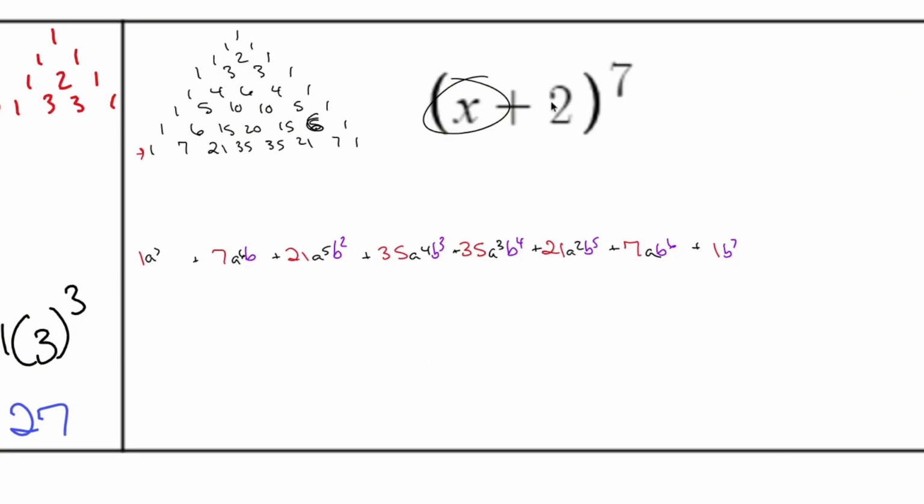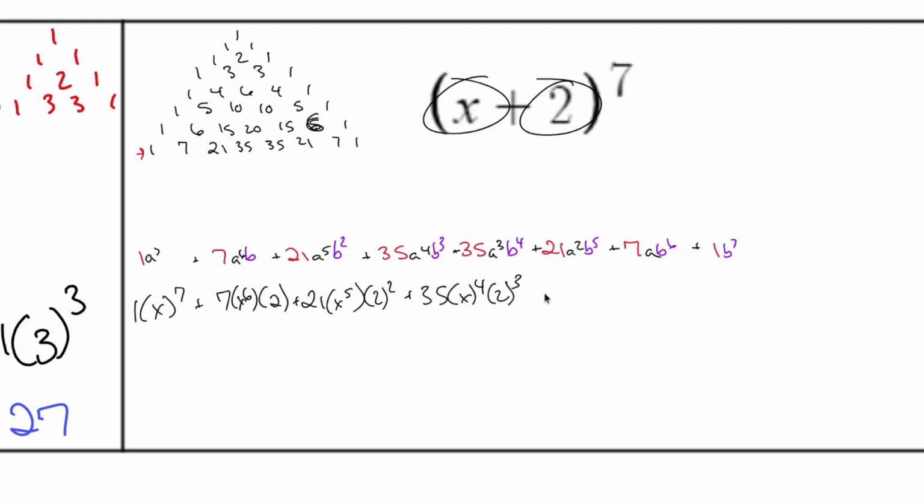All right, A is x, B is 2. 1 times x to the 7th plus 7 times x to the 6th times 2 plus 21 times x to the 5th, 2 squared plus 35 x to the 4th, 2 cubed, plus 35 x to the 3rd, 2 to the 4th, plus 21 x squared, 2 to the 5th, plus 7 times x, 2 to the 6th, plus 1 times 2 to the 7th.